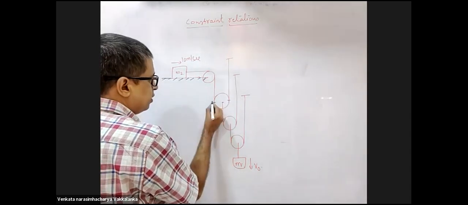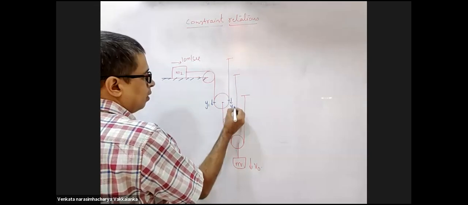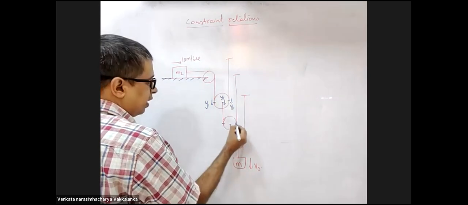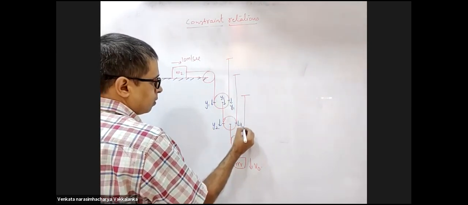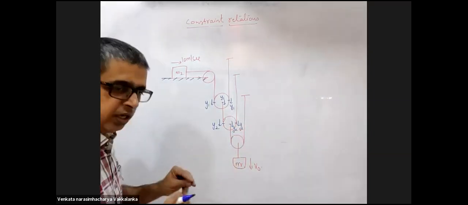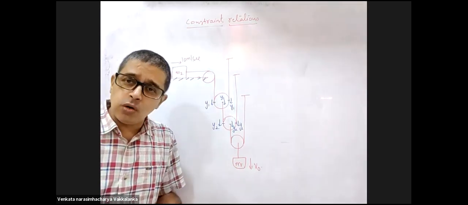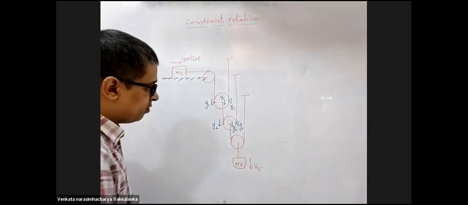Let me take this to be going down by y1. Why are you bringing y1 in between? Because there is y2 as well. Every endpoint of the string, I should know by what distance it has moved. If I don't know, take a variable and eliminate. Every endpoint of the string.